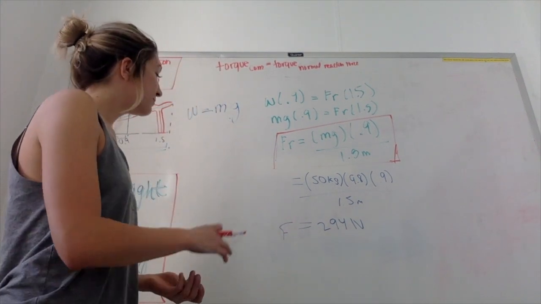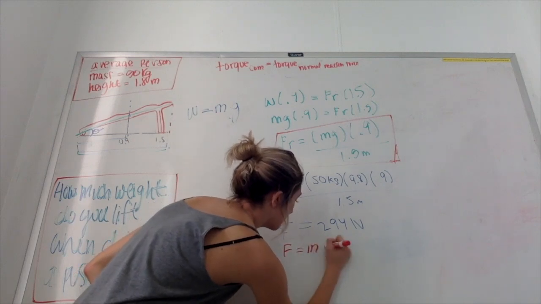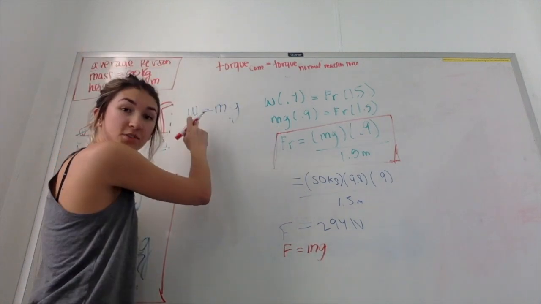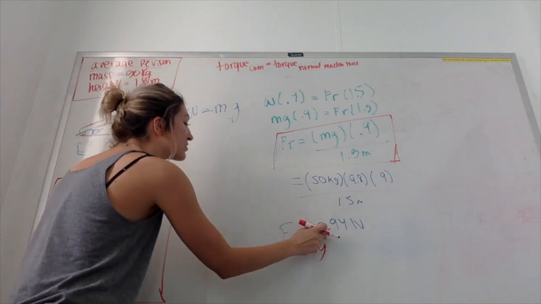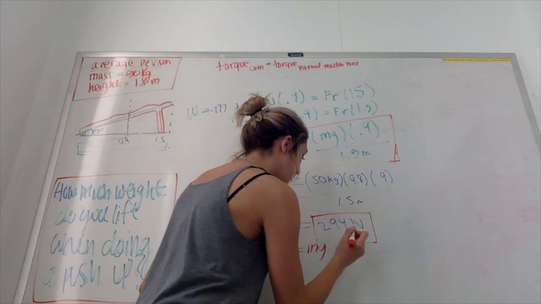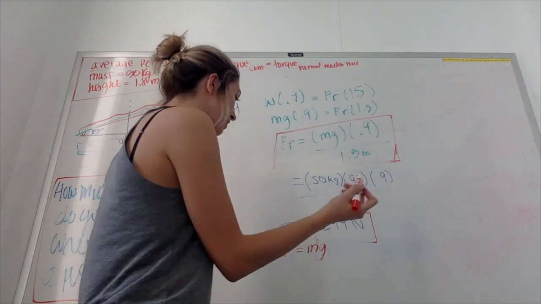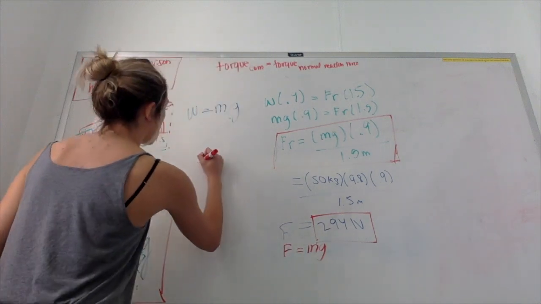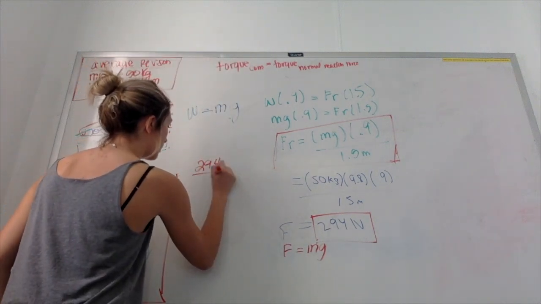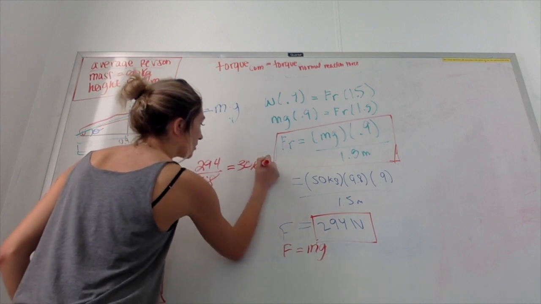So the reaction force on her body is going to be 294 newtons from our math. But force also equals mass times gravity, as does weight. So the weight is the force. It's the same thing, so this is our answer. But if you want it in terms of your weight on a scale or in kilograms, you can just take 294, divide that by 9.8, and you're getting 30 kilograms.